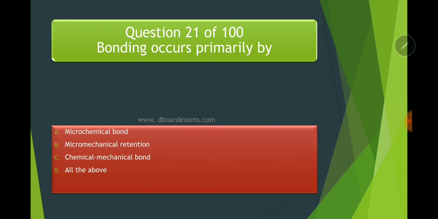So how does bonding occur primarily? Bonding primarily occurs by micromechanical retention. It's not chemical. So our answer is B. Make sure you understand the properties of bonding and certain types of bonding agents that you know.